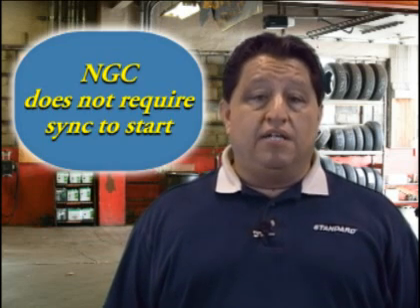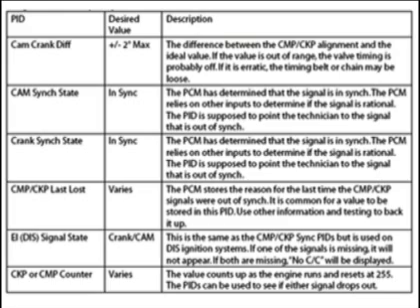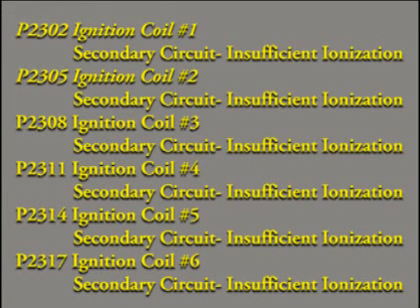The Next Generation Controller, or NGC, does not need synchronization for the engine to start. If synchronization is off, the system will set codes and fuel mileage will be lower on the NGC system. There are new data PIDs to monitor for the crank sensor and cam sensor and synchronization, for example. Here are some of the new codes.